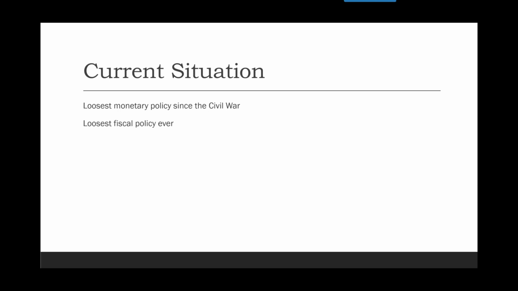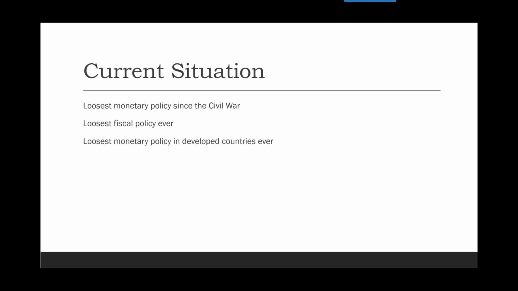We have the loosest fiscal policy ever. Even in World War II, our fiscal policy was tighter than it is now. The government is spending money right now at a level it never has, even in World War II, which was the previous high. We've just beat that record now.